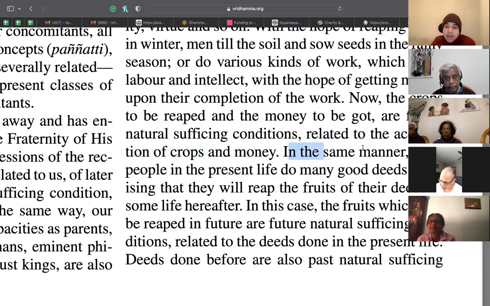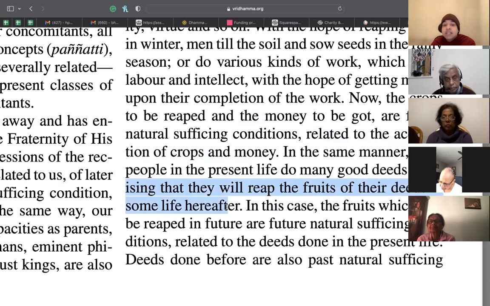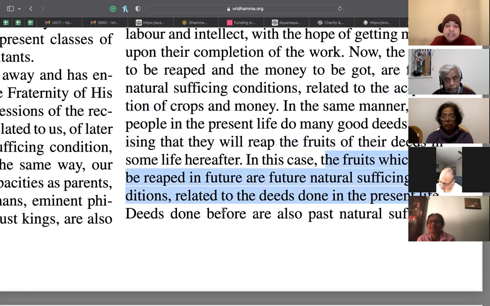In the same manner, most people in the present life do many good deeds, realizing that they will reap the fruits of their deeds in some life hereafter. In this case, the fruits which will be reaped in future are future natural sufficing conditions related to the deeds done in the present life.